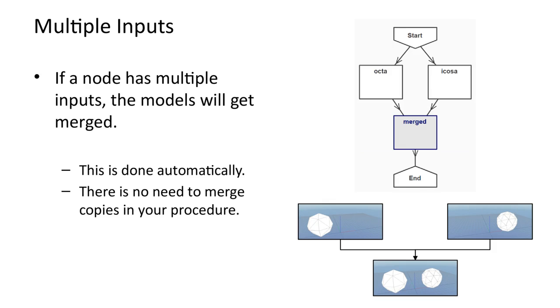A node can also have multiple inputs. In this case, the incoming models will get automatically merged into a single model. The merging process will copy all the entities into a single model. The procedure inside the node will only have access to the merged model. It does not have access to the separate input models. Again, all this is done automatically by Mobius.